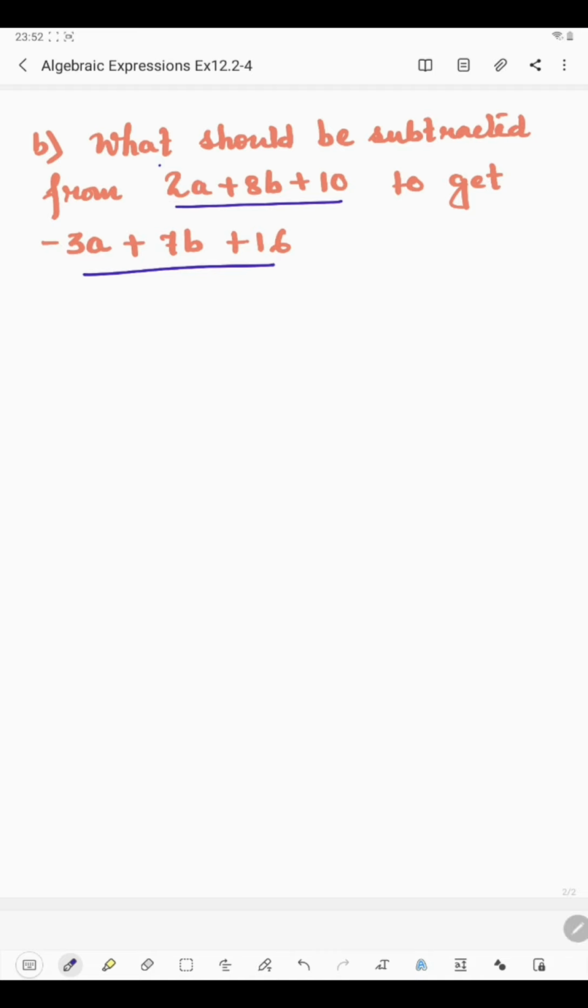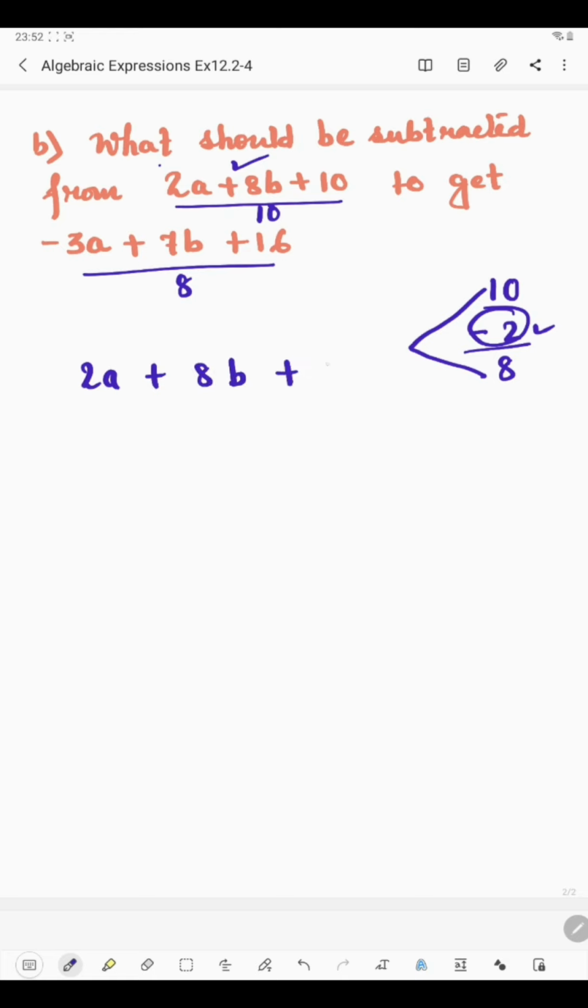Okay, so in this expression if you consider 10, and in this expression if you consider 8, then what should be subtracted from 10 to get 8? It's 2, right? 2 should be subtracted from 10 to get 8. Now, how have we got 2? When you subtract 10 and 8, then only we'll get 2. So 10 should be written on top. That means 2a plus 8b plus 10 should be written on top.